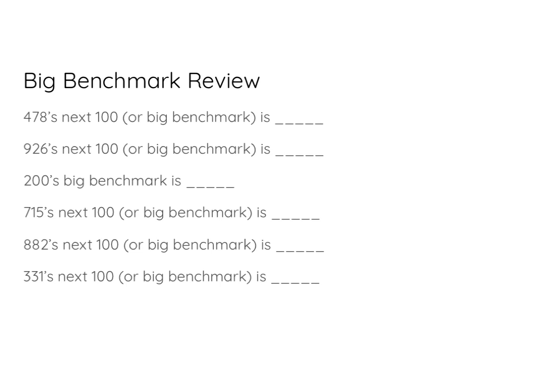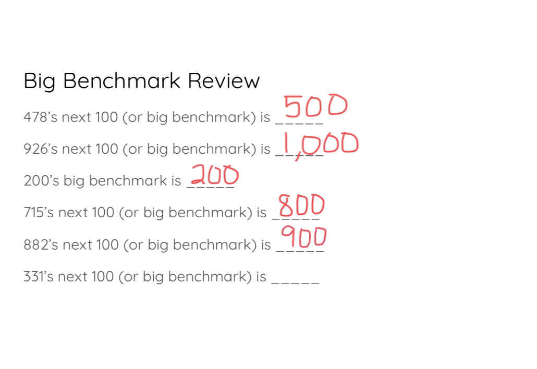So 478's next 100 equals 500. 926 next 100 equals 1,000. 200's big benchmark is 200. 715's next 100 or big benchmark equals 800. 882's next 100 or big benchmark equals 900. And 331's next 100 or big benchmark equals 400.